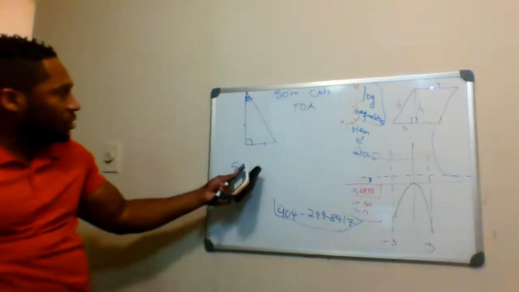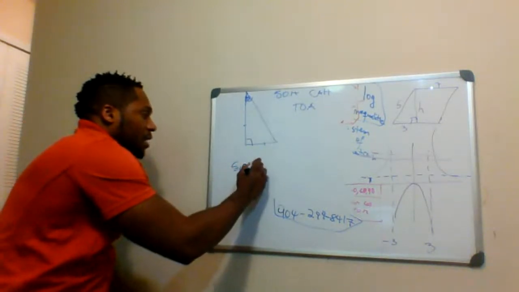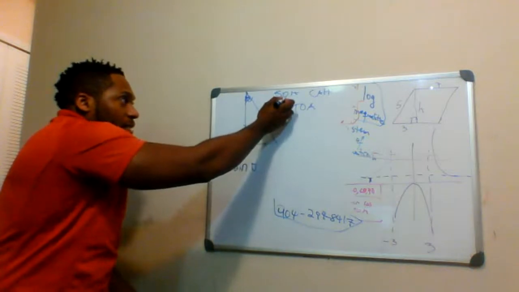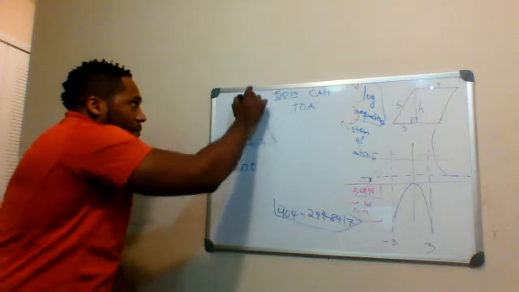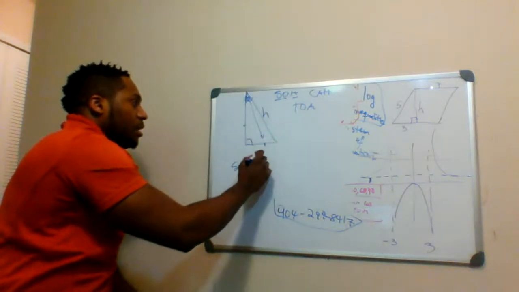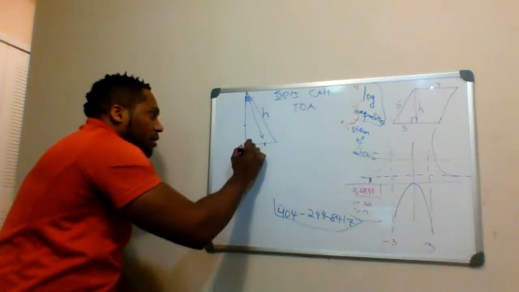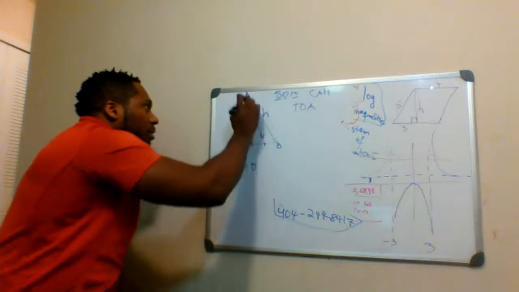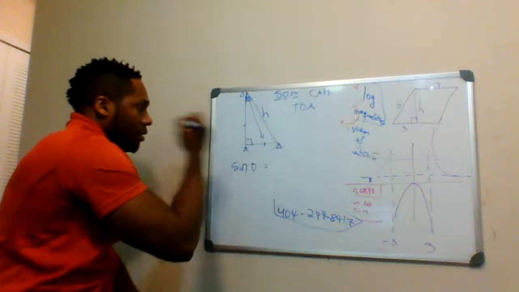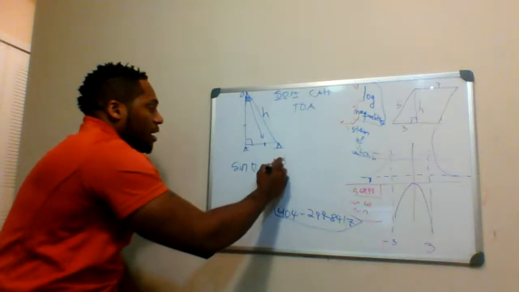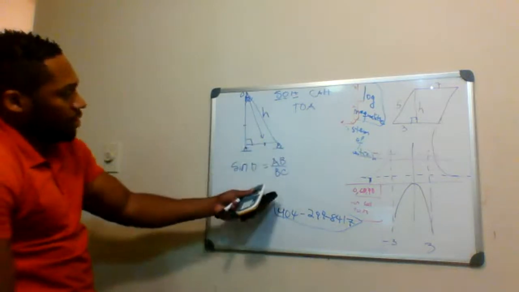So trig. So now we have sine. According to SOHCAHTOA, sine is opposite over hypotenuse. The hypotenuse is the longest side, and then the opposite to this angle is this. So let's say I call this A, B, C. The sine is going to be AB divided by BC. So whatever was here, the opposite side, divided by the hypotenuse.